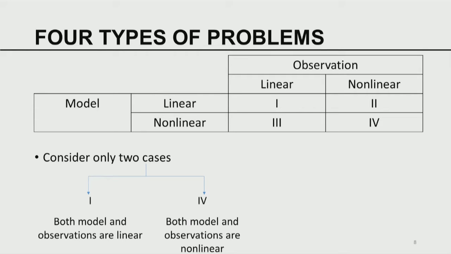Before I go further, there are four different formulations of this inverse problem. The model could be linear or nonlinear, the observation could be linear or nonlinear. In case one, both model and observations are linear. In case four, both are nonlinear. In the other two, one is linear and another is nonlinear. So the simplest possible case is when both are linear, case one. The most complex case is four, where both the model and the observations are nonlinear. So we consider these two extreme cases. If we understand how to solve these two extreme cases, the intermediate cases 2 and 3 would become obvious.